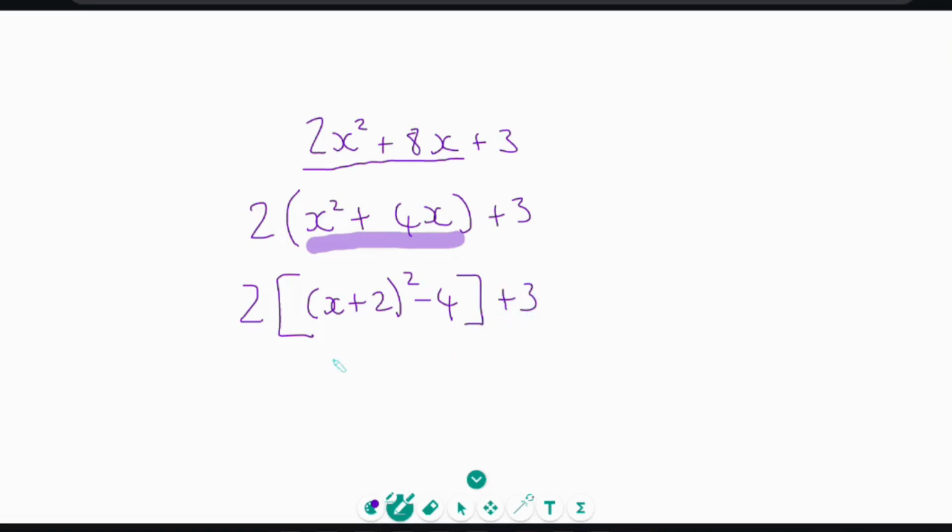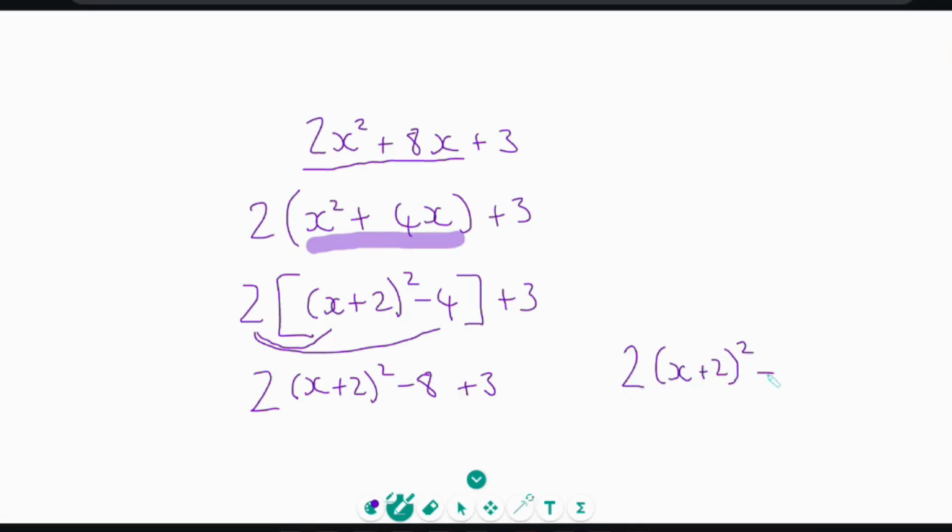Now I'm going to expand my big square brackets here. So you must remember to times everything inside the big square brackets by 2. Don't forget, so I've timesed this bracket by 2, I need to also times the negative 4 by 2. Then I've got plus 3, which simplifies to 2x plus 2 squared minus 5.